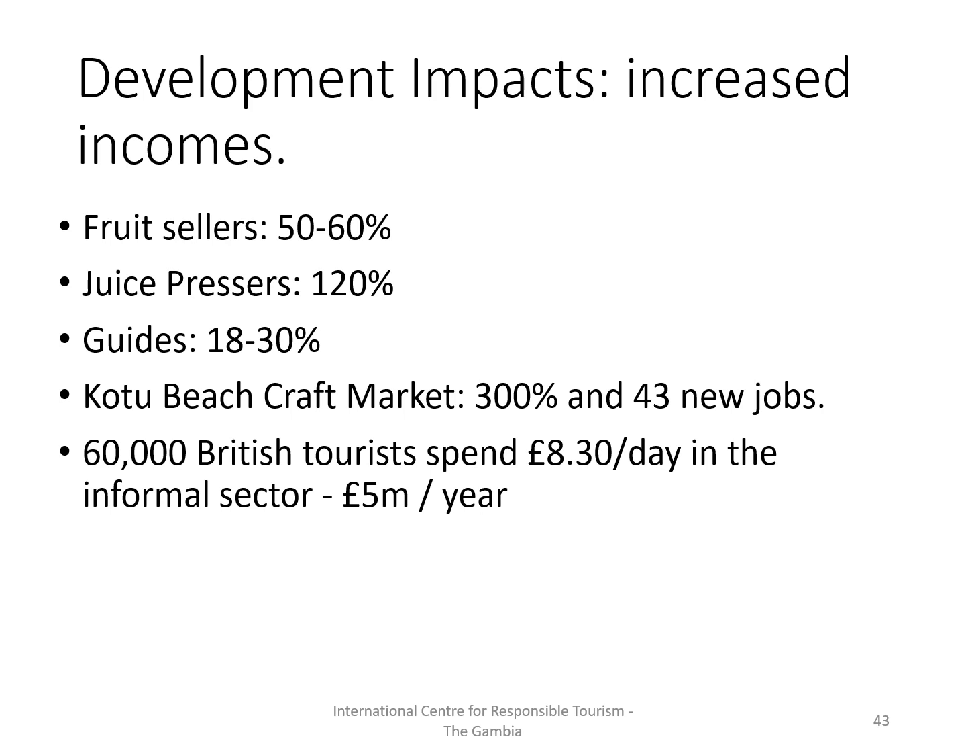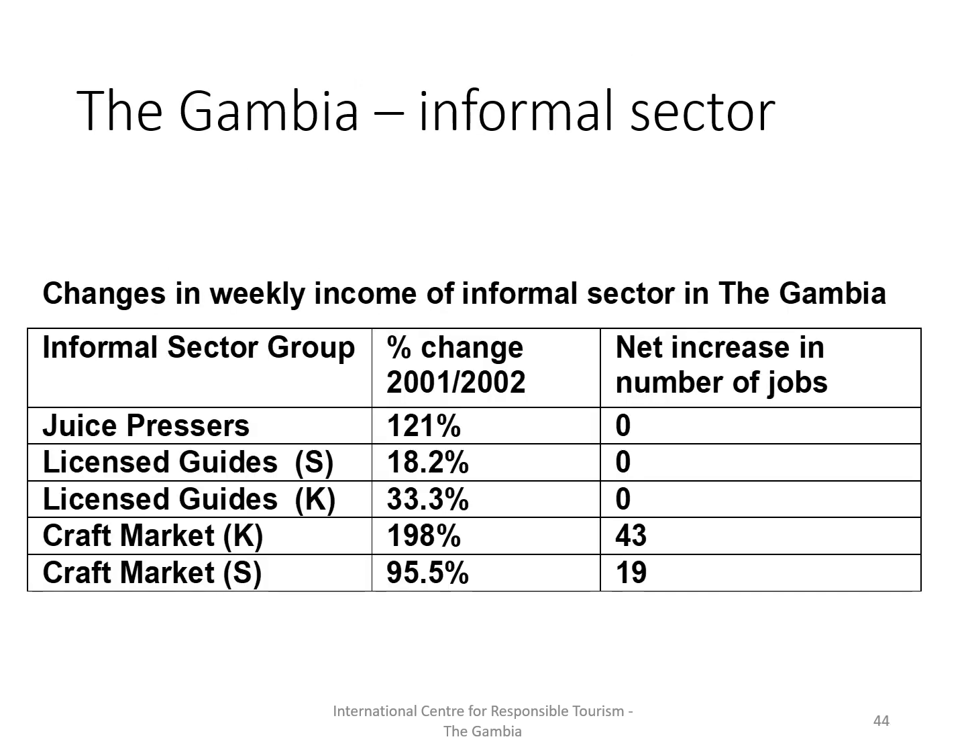So here's a brief statement of the development impacts as we reported them to DFID. Fruit sellers up 50 to 60%, juice pressers up 120%, guides up 18 to 30%, the Coatue craft market up 300%, 343 new jobs, and 60,000 British tourists spending on average £8.30 a day in the informal sector, amounting to about £5 million a year. These are significant increases in revenues for local communities. Same information really presented in a different way.